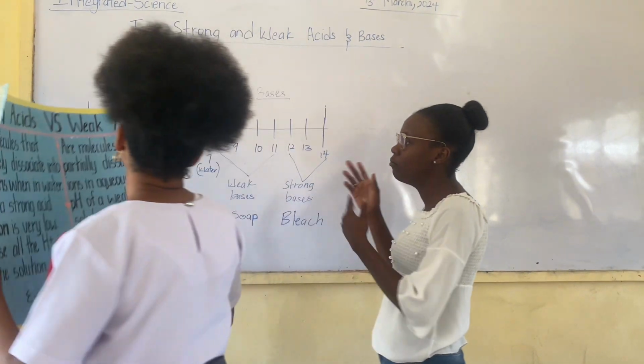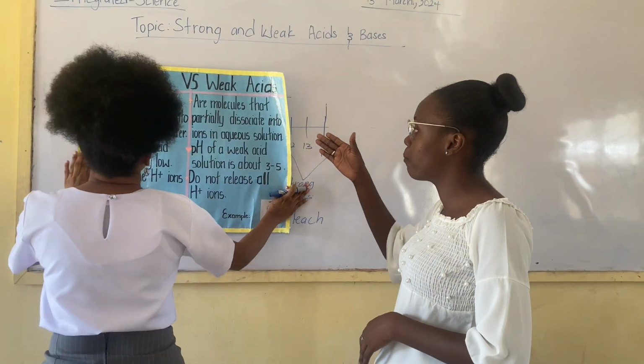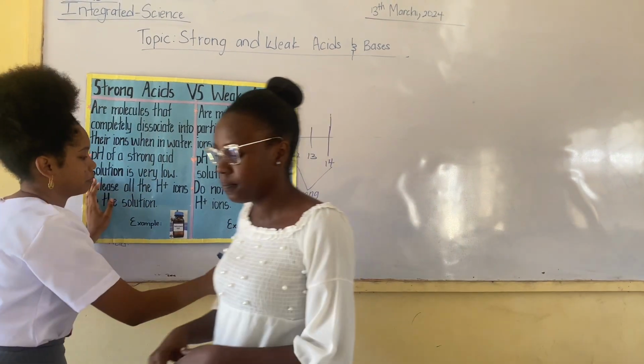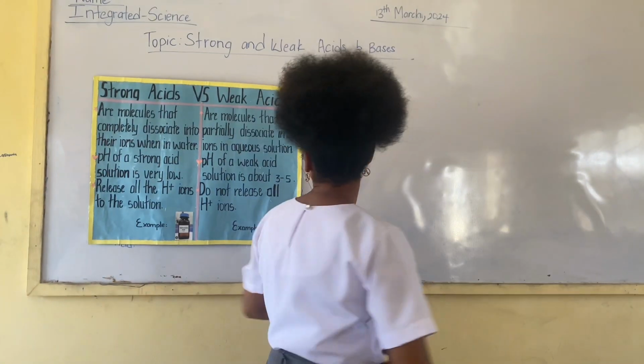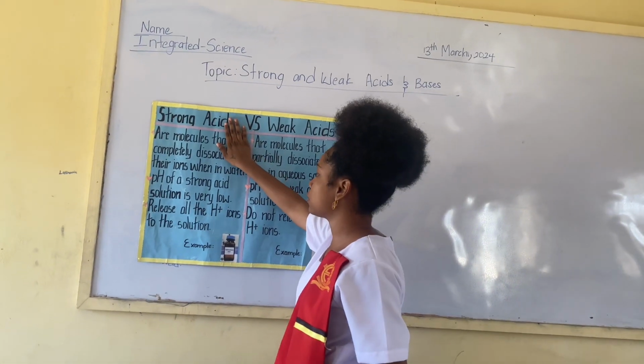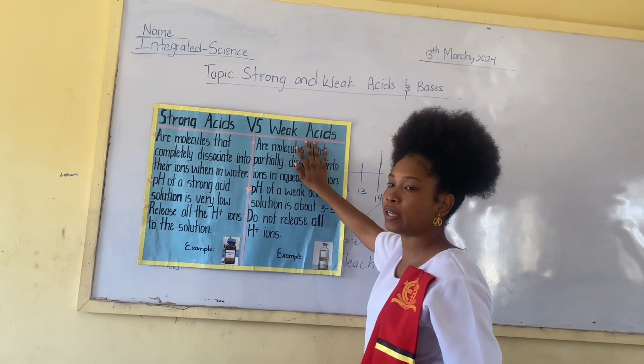If not, we'll move on to the properties of strong acids and weak acids. Miss will help you with that. Okay, so the first one here we have are the strong acids over the side versus the weak acids.